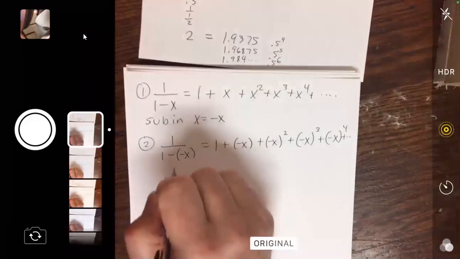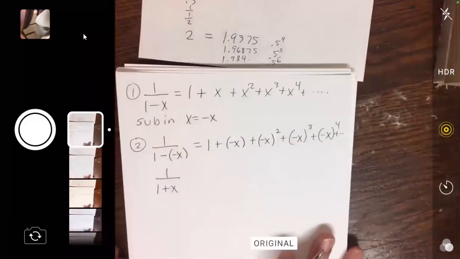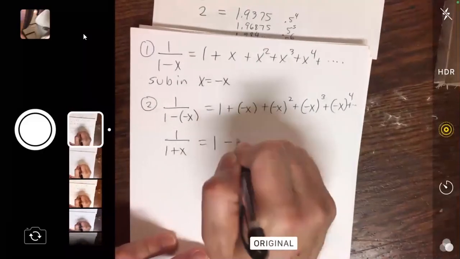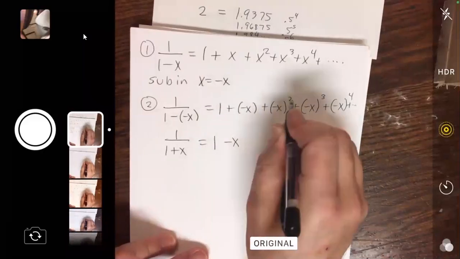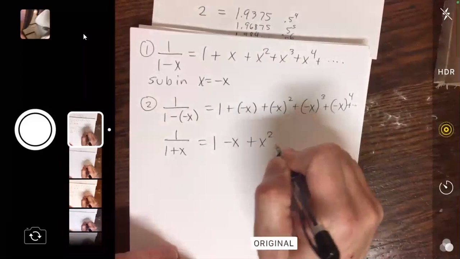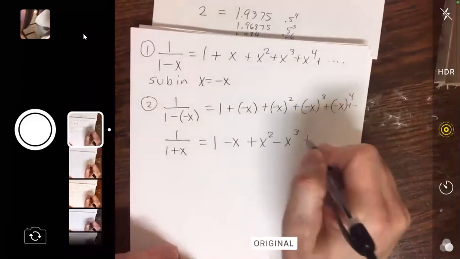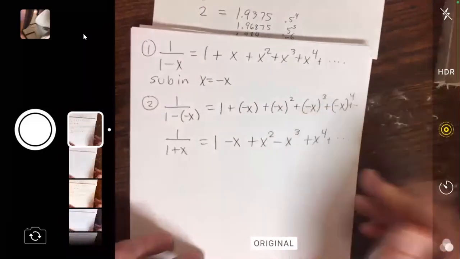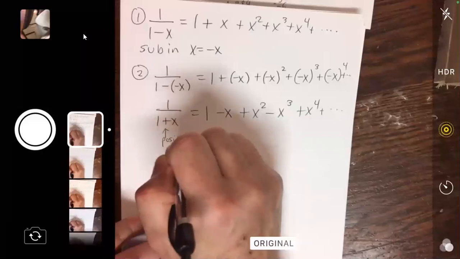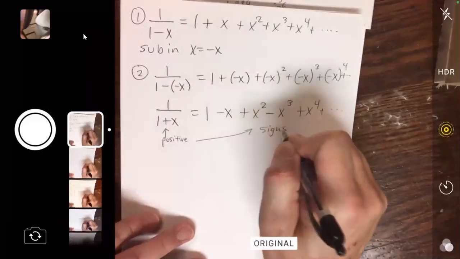You see you get a 1 over 1 plus x. 2 negatives make it positive. And look what happens over here. A minus x. See that negative x squared, so negative even powers are going to stay positive. Odd powers on the negative will turn negative. Plus x fourth, and so on. So a positive sign here means the signs alternate.